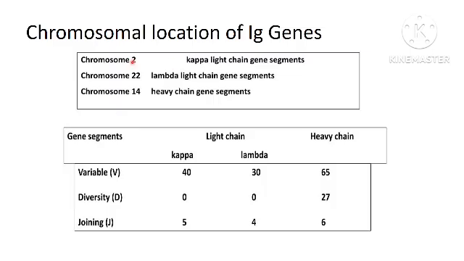Kappa light chain is located on chromosome 2, lambda light chain on chromosome 22, and heavy chain on chromosome 14. If you see the distribution of variable, diversity and joining segments across these three, the heavy chain, as the name suggests, has high molecular weight. It weighs around 50 to 75 kilodaltons, whereas the light chain weighs around 25 kilodaltons. The heavy chain has the highest number of variable, diversity and joining regions. If you observe keenly, the light chains lack a diversity region. Both kappa and lambda lack a diversity region.